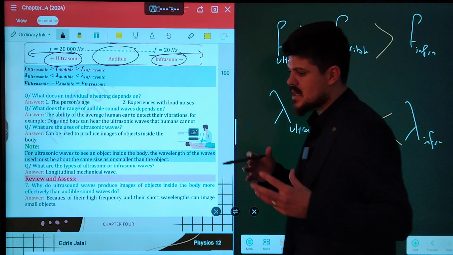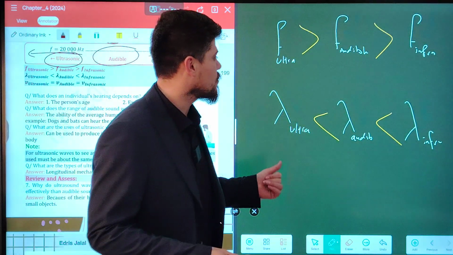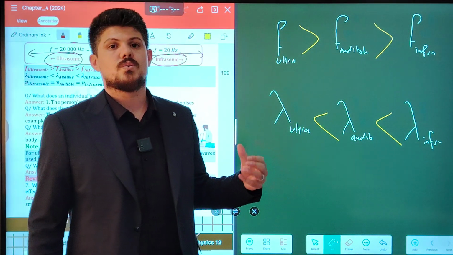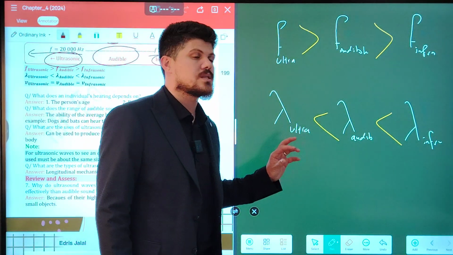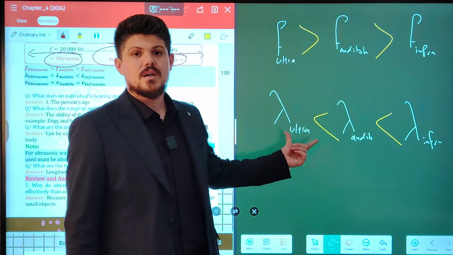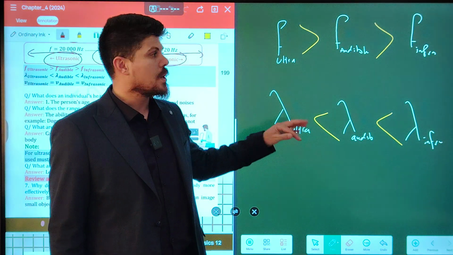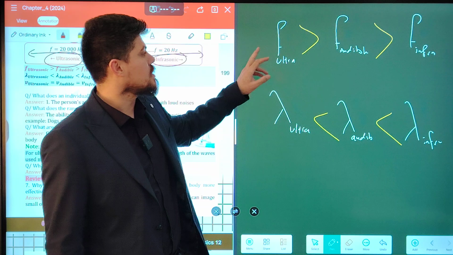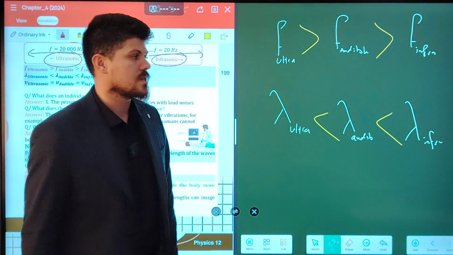Which of the following sound waves has the shortest wavelength? The ultrasonic wave. And which one has the highest frequency? The ultrasonic wave has the highest frequency.